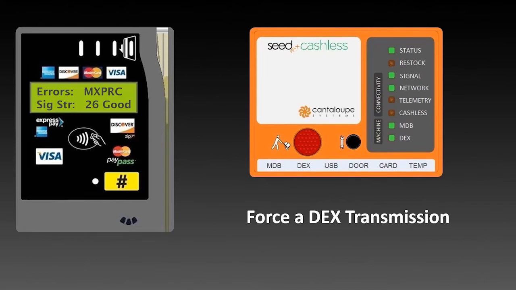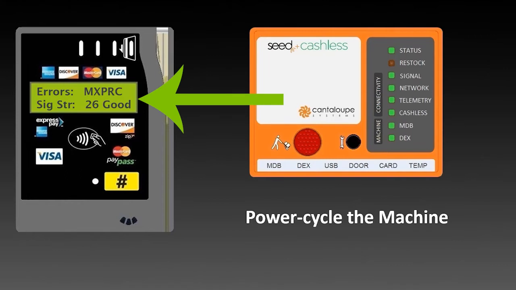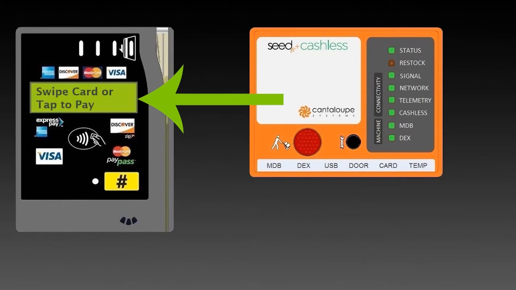When the DEX light goes solid green, it means the device has received the data. Then power cycle the machine. Shut down the machine for about 5 seconds before powering it up again. This step is essential as the cashless device needs to be reset in order to update the server and clear the error. When the cashless device reconnects, the card reader should display swipe card or tap to pay.